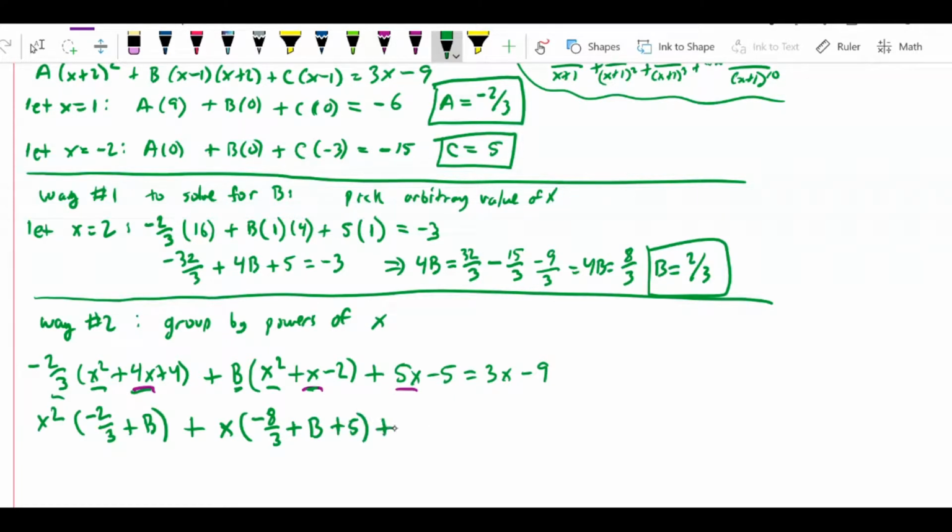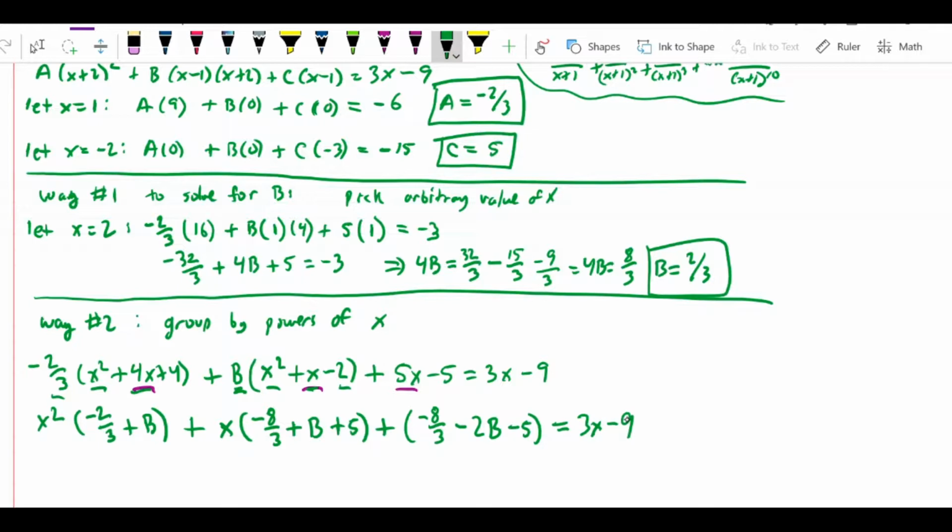And then finally we're going to do the constant terms. What we can see are that we have negative 2/3 times 4 is negative 8/3. And then b times 2 is minus 2b. I got that from here and here. And then finally I have minus 5. So that's all the constants, in other words, the x to the 0 terms. And that has to equal 3x minus 9.